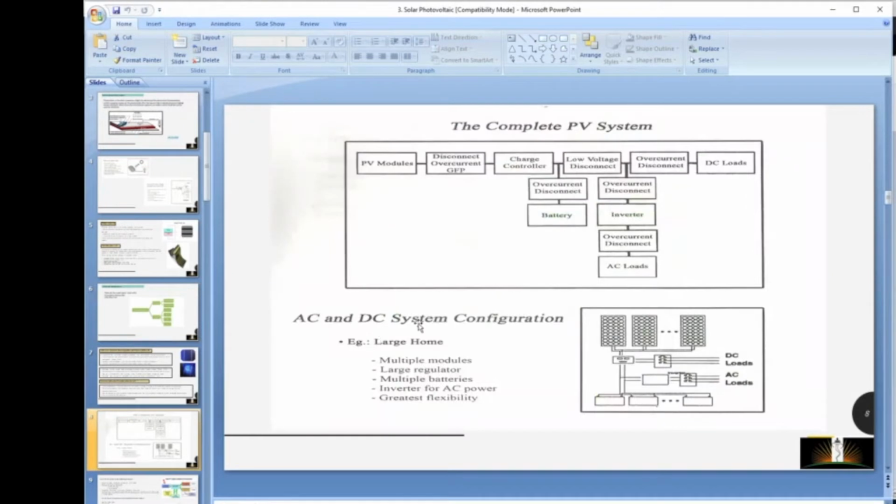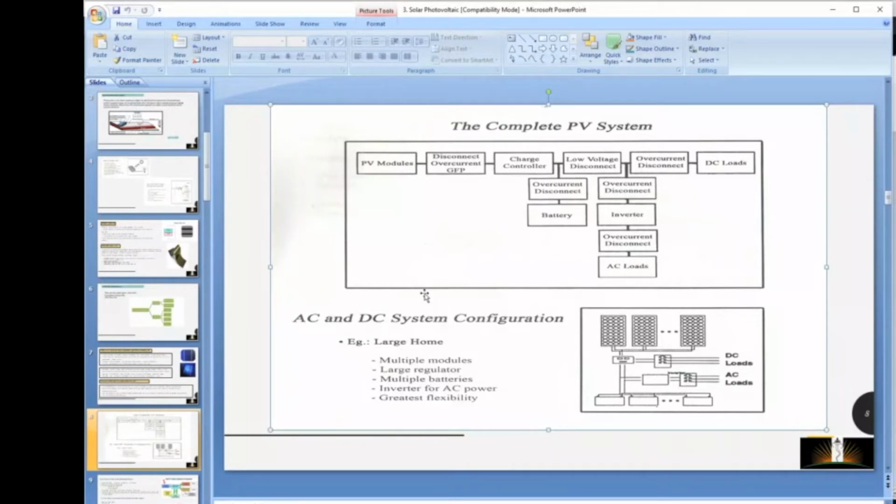Now, as we see, this is a complete solar system. What does a complete solar system mean? It is what we call a hybrid system. So what do we have here? You have the PV modules. Next is the disconnect overcurrent, which is a protection device. If there is any overcurrent, any fault in the module, the charge controller will be directly damaged. To stop the damage to the charge controller, we use an overcurrent disconnect switch.